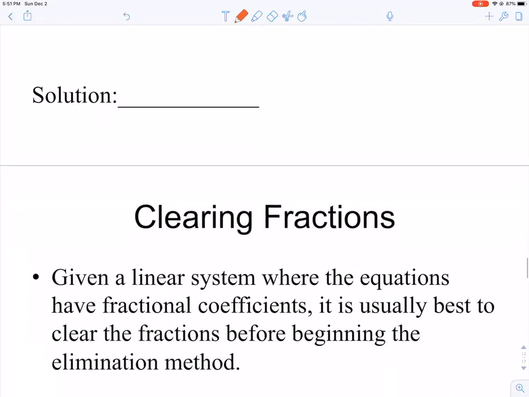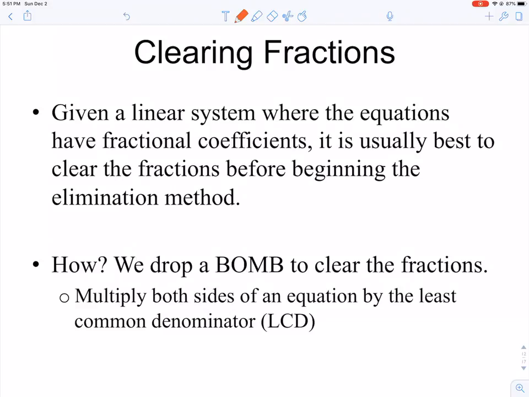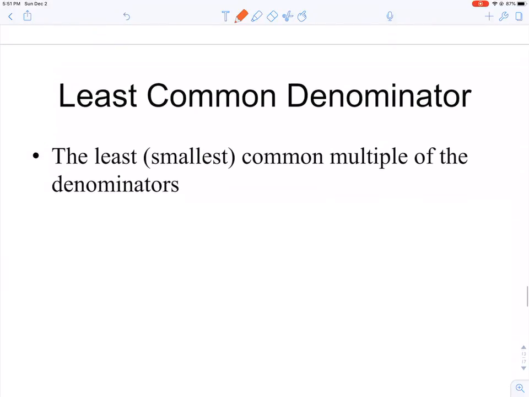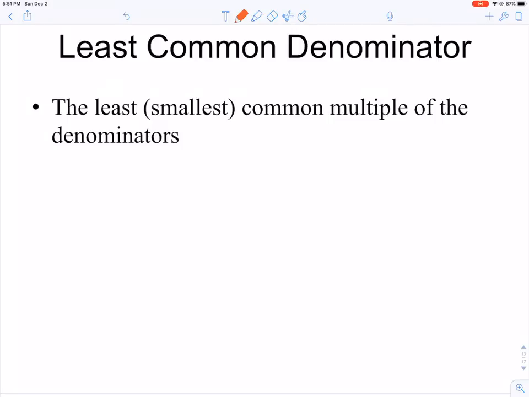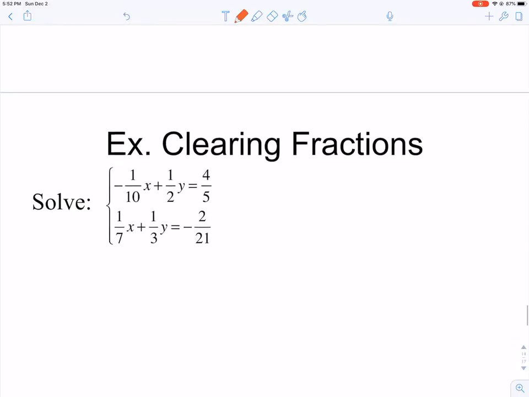Okay, I'm going to leave the try this for you guys. So, clearing fractions, you guys know how to do this already. Given a linear system where the equations have fractional coefficients, it's usually best to clear the fractions before beginning the elimination method. So remember, we can drop a bomb to clear the fractions, just using the multiplication property of equality. The bomb that you drop is the least common denominator, the smallest common multiple of the denominators.